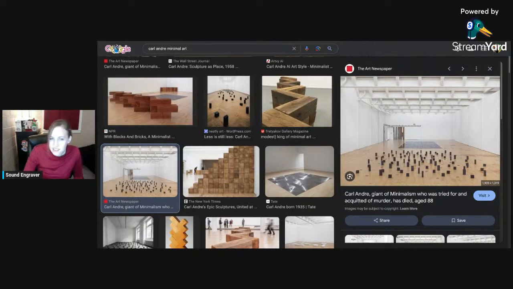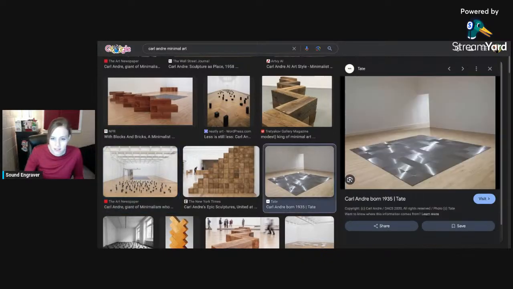Over here, if you can see where my cursor is, I hope you can see that. It's a slab, I think, of steel or aluminum, and he was really known for that. He was known for just putting a slab. Oh, here's an example right here, where it's just in the floor and you're meant to walk around it and walk on it.